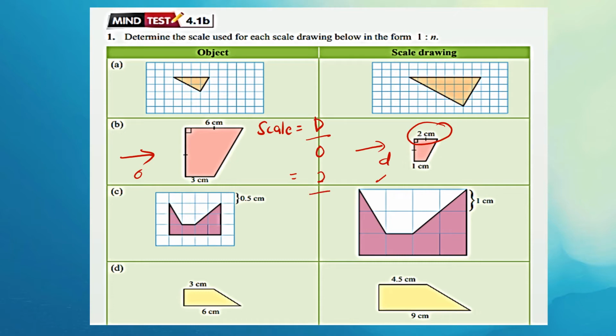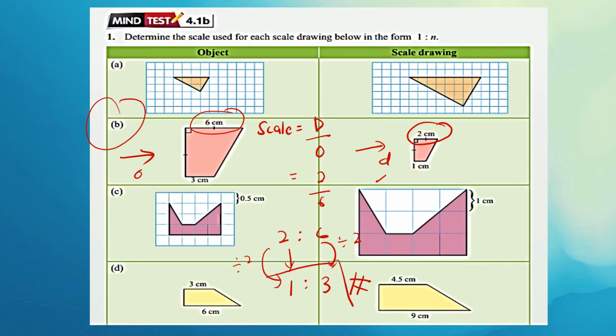So in the object you must choose the corresponding side. So the corresponding side here is 6. So it's 2/6. So the ratio is 2:6. So the number 2 here must change to 1. Remember, to change 2 to 1, 2 must be divided by 2, meaning the other side also divided by 2. So 6 divided by 2 is 3. So this is the scale for B. Okay, so the rest you do on your own. You can check the answer in the book.